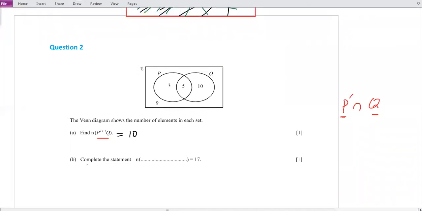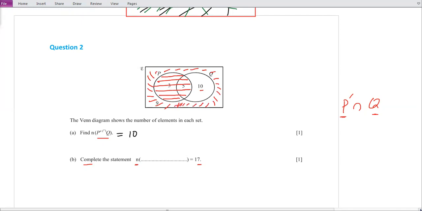Clear? The next is complete the statement: number of elements are 17. First check which parts will make total 17. If I make 10 plus 5 plus 3, that will make 18, which cannot be. 3 plus 5 is 8, 8 plus 9 is 17. So if you highlight these parts, that is including total 17. Don't go inside this one, because then the number will increase.